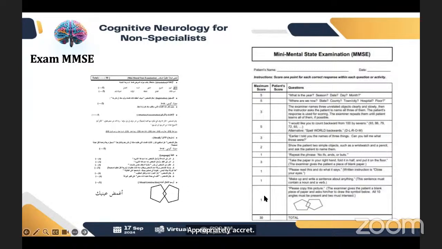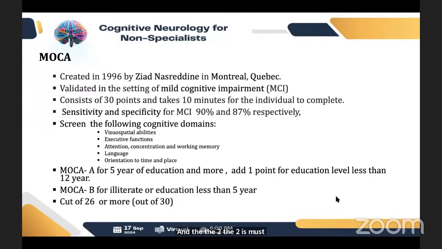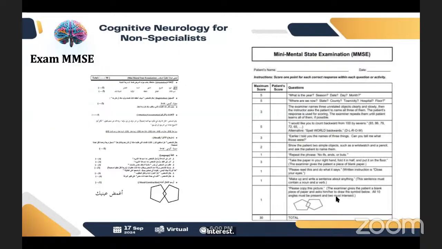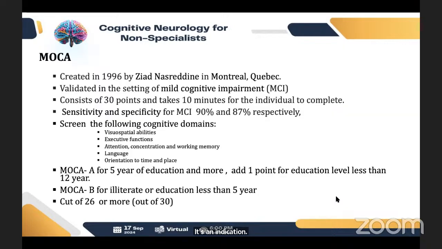And when you score it, you have to make sure the angles are drawn accurately, and the two shapes must intersect. And when you score the MMSE, you have also to take into consideration the patient's education. And again, a reminder, the MMSE is an indication. It doesn't give you a diagnosis.